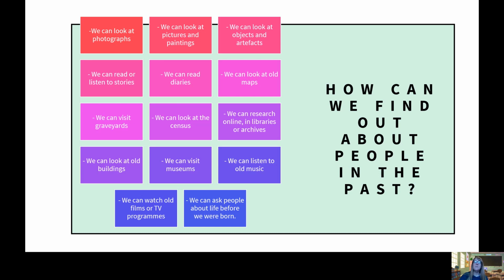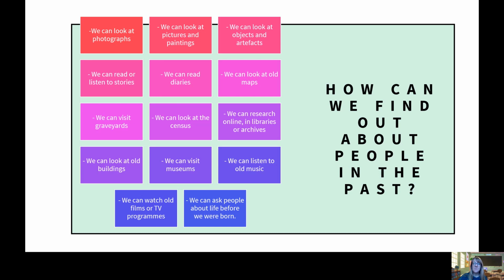So we can look at photographs, we can look at pictures and paintings, we can look at objects and artifacts. We can read or listen to stories. We can read diary entries. We can look at old maps. We can visit graveyards. We can look at the census. We can research online, or we can go to libraries or look in archives. We can look at old buildings. We can look at buildings that are around us in our community.